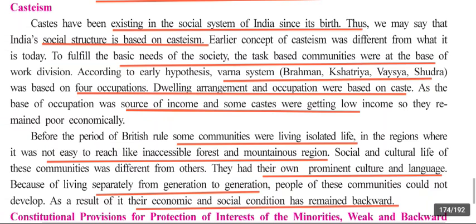Caste has been existing in the social system of India since the birth. That means since time immemorial, since the beginning of India, the caste system has been there. Thus, we may say that India's social structure is based on casteism. The earlier concept of casteism was considered different from what it is today.